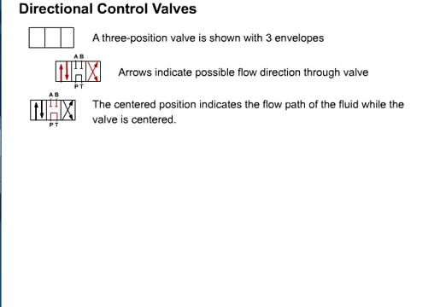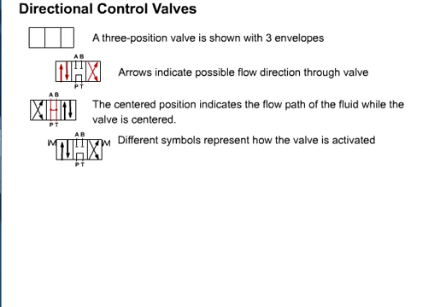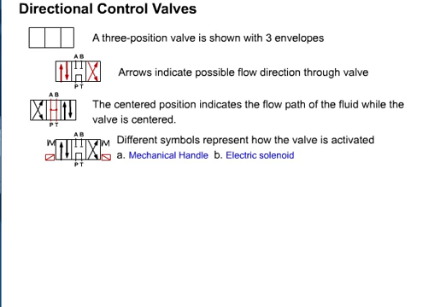While there are many types of center configurations, the 4 most common are tandem, closed, float, and open. To shift the valve or activate it, we can use a mechanical handle or lever, an electric solenoid, or hydraulic pilot pressure. The springs indicate that the valve is centered when not activated.